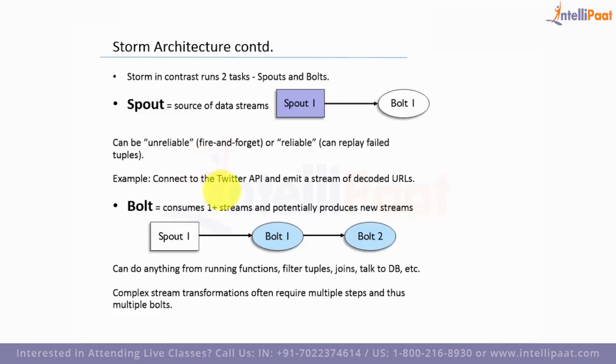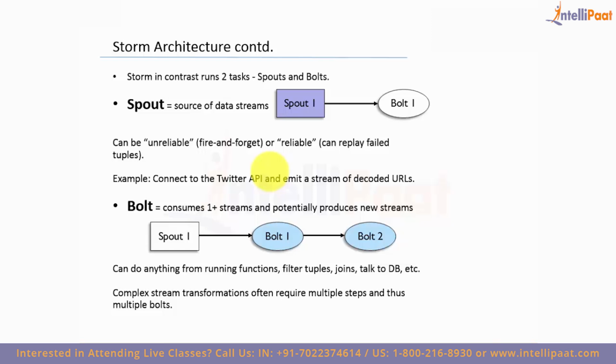A bolt consumes one or more streams and potentially produces new streams of its own. In the second diagram, you can see that a spout is feeding bolt 1, and bolt 1 in turn is feeding bolt 2. The bolts can do anything from running functions. It can filter the tuples, it can perform joins, it can talk to a database, it can create any derived columns, and many more operations are feasible there.